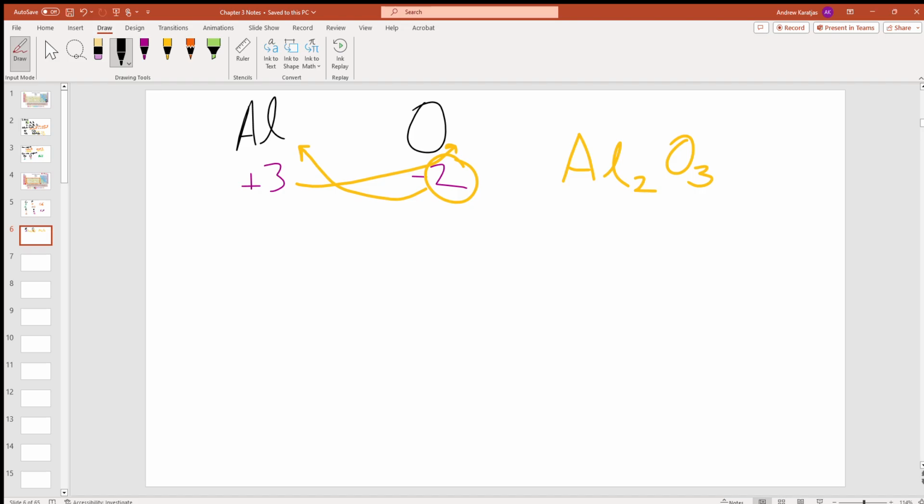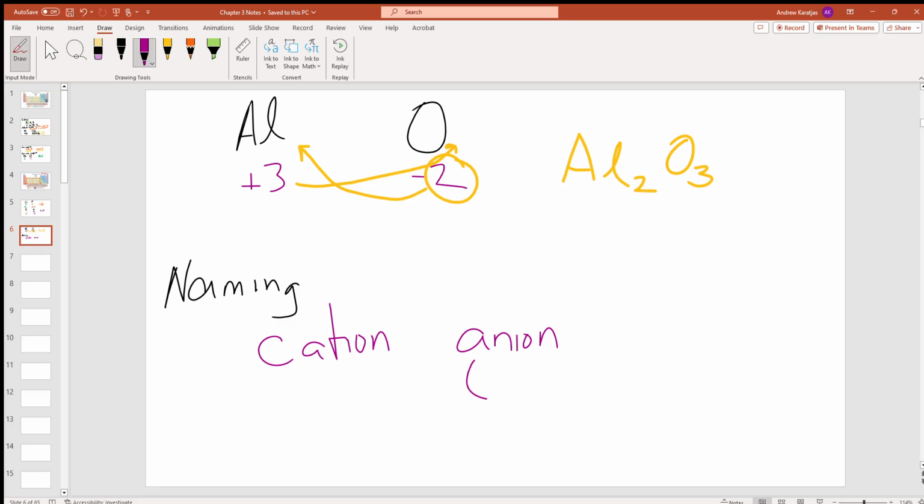Now, this is how we find the molecular formulas, but it's not always convenient to have to read off a formula like that. So we need to be able to name these compounds. And naming for ionic compounds like this is relatively straightforward. We name the cation as is, and then for the anion, we change the ending to IDE.